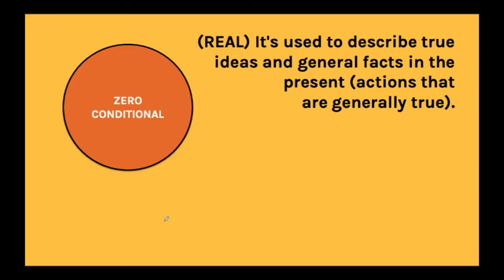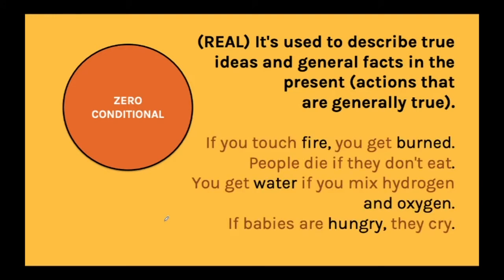The zero conditional is used to describe true ideas and general facts in the present, or actions that are generally true. If you touch fire, you get burned. This is true, this is real. People die if they don't eat. You get water if you mix hydrogen and oxygen, and if babies are hungry, they cry. These are actions in the present that we know are true. That is why we use the zero conditional.